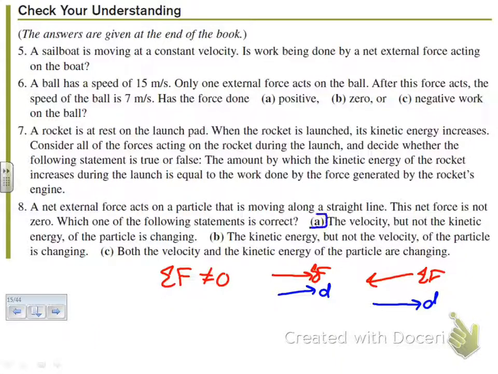Let's see, part A. The velocity, but not the kinetic energy of the particle, is changing. The velocity would change because a net force means you have an acceleration, but because you have a net force, that also means you're going to have some kind of change in kinetic energy. So the kinetic energy will change. The kinetic energy, but not the velocity of the particle, is changing. The velocity is changing because you have acceleration. Both the velocity and the kinetic energy of the particle are changing, so your best solution is C.